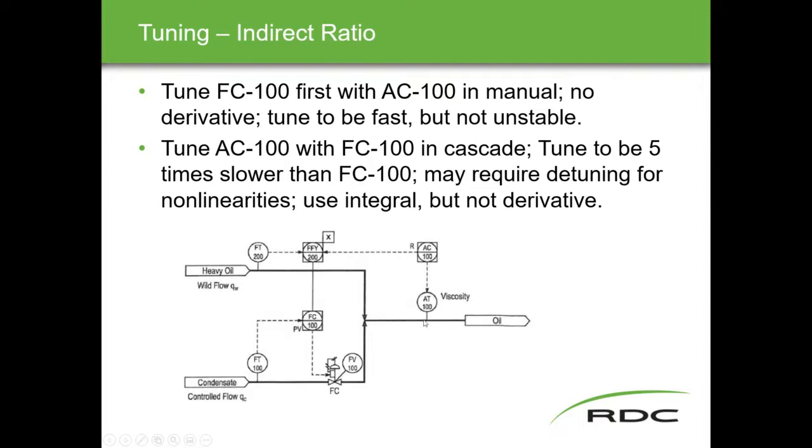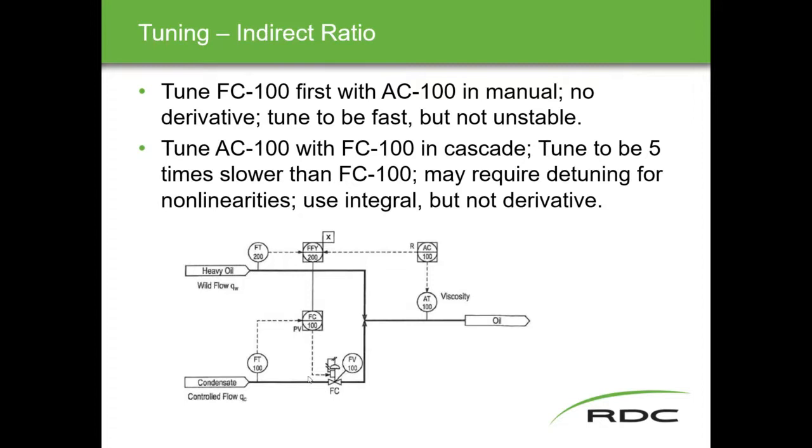FC100 first, with this in manual. So the idea is to get the main loop tuned first before we start getting fancy with it. Right, the AC100, this viscosity is feedback trim, just to make sure everything is going right after the fact. So first thing we have to do is tune the primary variable, which in this case is FC100. We want it to be tuned fast, but not unstable, so probably quarter amplitude decay.